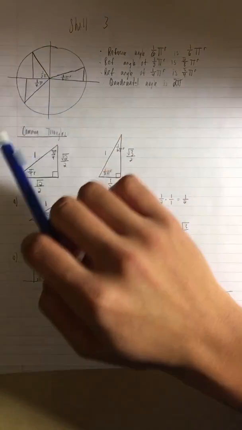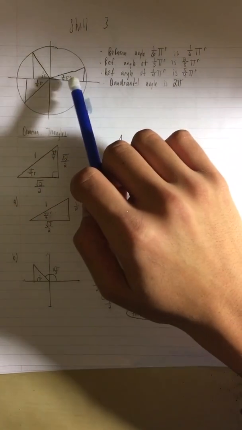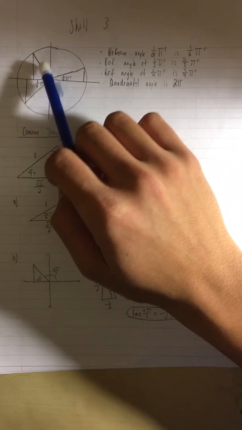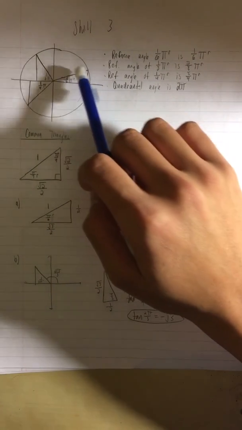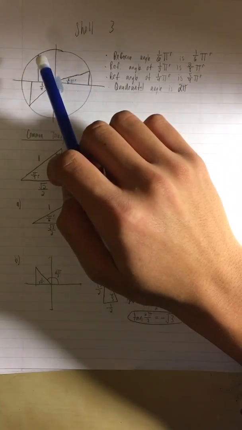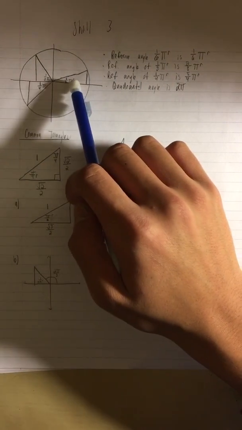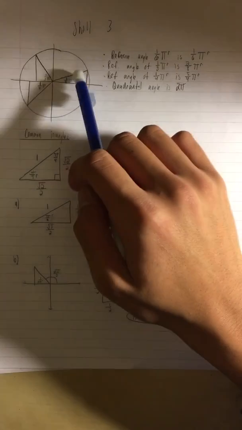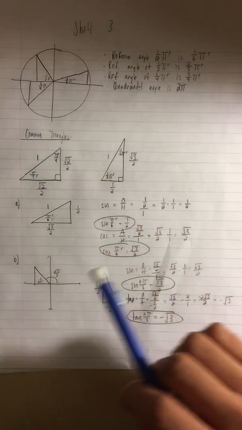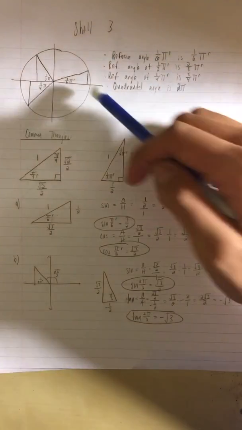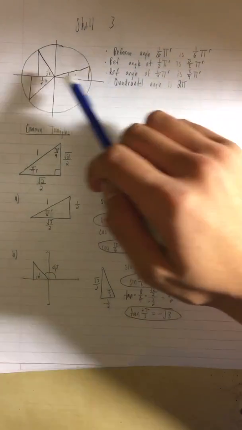My pi over 3 reference angle is 2, so if this is pi over 3, this must be 2 pi over 3, so then that's my angle that I chose for that reference angle. For the pi over 4 reference angle, I chose this one, and that's 5 pi over 4. Once again, quadrantal angle, 2 pi, which is going to be right here.